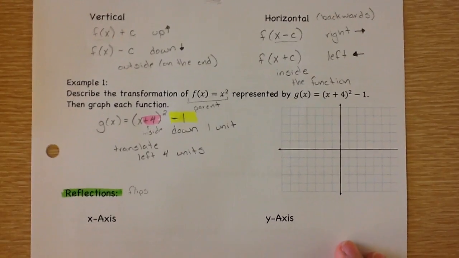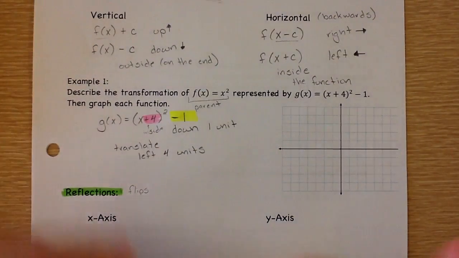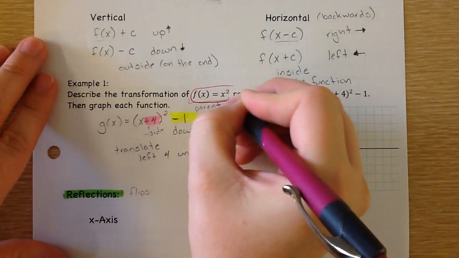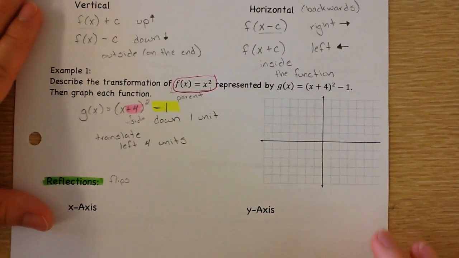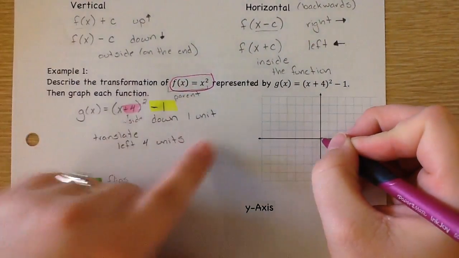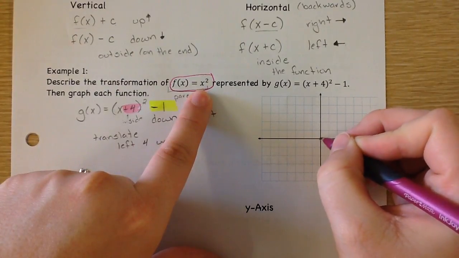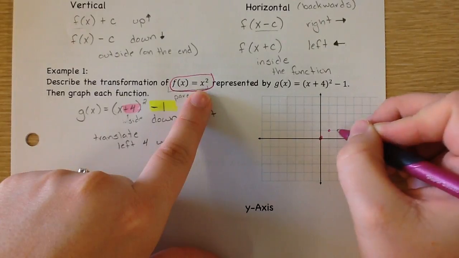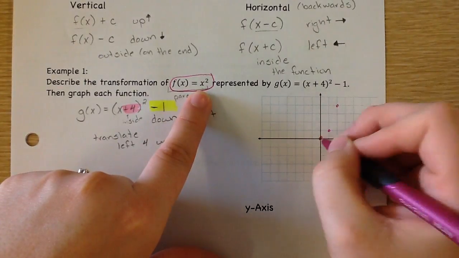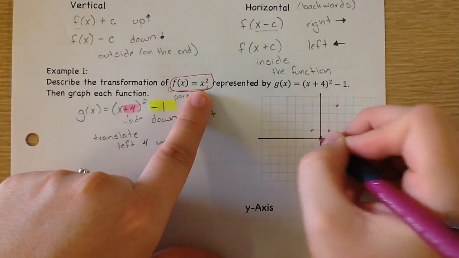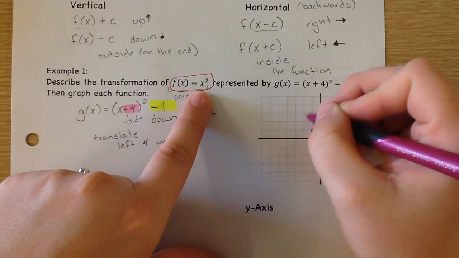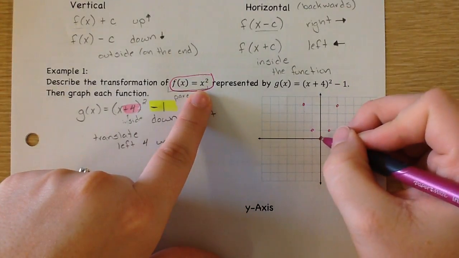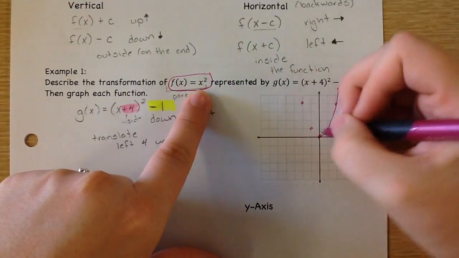Then it says graph each function. So first let's graph the parent. I'm going to graph the parent here in pink. The parent function for a quadratic, when I put a 0 in that, I get out a 0. 1 squared is 1. 2 squared is 4. 1, 2, 3, 4. And so forth. -1 squared is 1. -2 squared is 4. So it's going to give me this kind of quadratic.